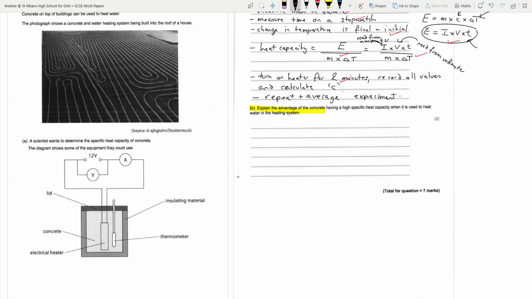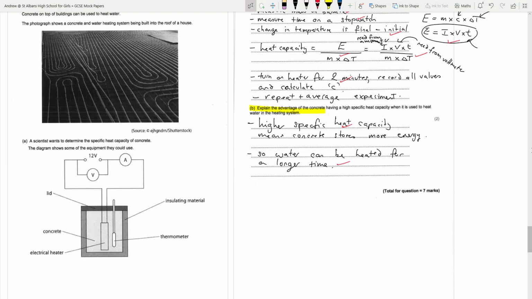So a high specific heat capacity stores more energy. If we've got more energy, that means that the water we're trying to heat up can be heated for a longer time because we're holding on to more energy. So water can be heated for a longer time. And they're your two key marks there: recognizing what it means to have a high specific heat capacity, and therefore you can heat stuff up for a longer time.